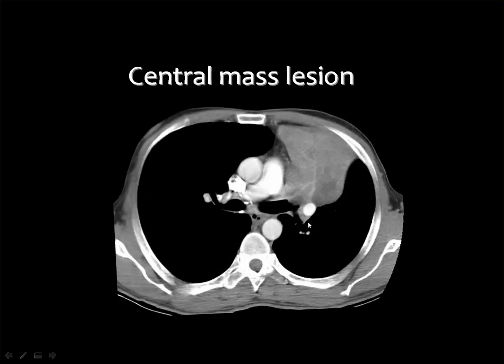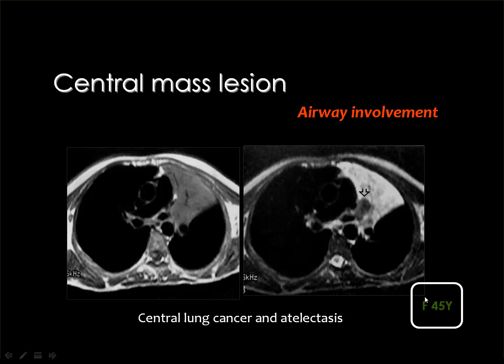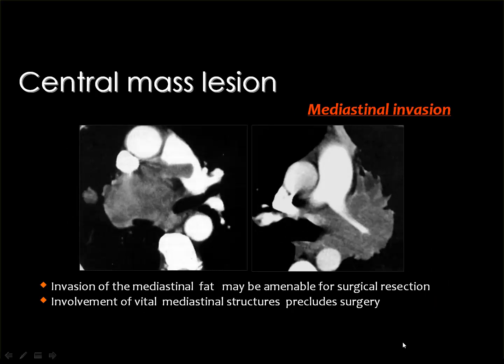CT is less sensitive in discriminating the consolidated lung from the tumor tissue, but MRI, because of the different water contents between the tumor and consolidation, can show clearly, especially in the T2 weighted image, the difference between the lung consolidation and the tumor mass. Also, invasion of any of the mediastinal structures will contraindicate surgery, like invasion of the pulmonary artery or total encasement of one of the main pulmonary arteries.